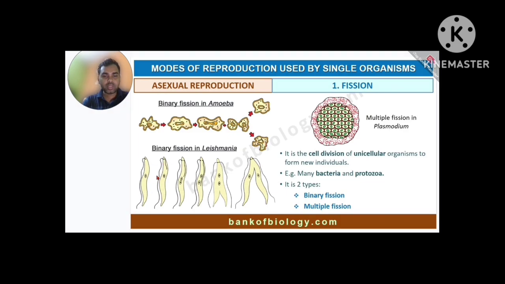Another example is Leishmania, which is the causative agent of Kala-azar. It first increases its nucleus number, then forms flagella in number and forms a cleavage in its body. Later, two Leishmania daughter cells are formed.